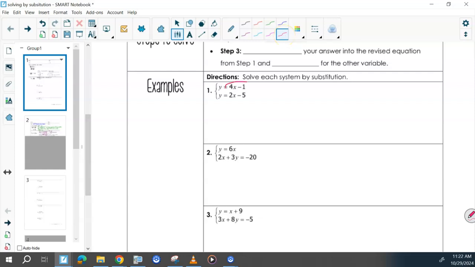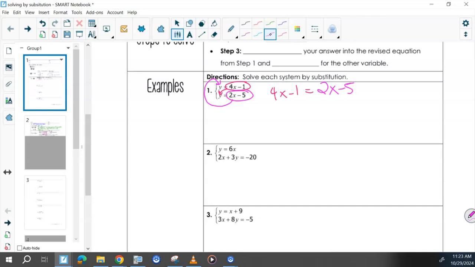I would either take this equation and put it in place of this y, or take this equation and put it in place of this y. How that would look would be putting 4x minus 1 on one side and 2x minus 5 on the other. Doesn't matter which side is which, but you substituted that into the other. Now this is something we solved before, so we can go ahead and solve this.